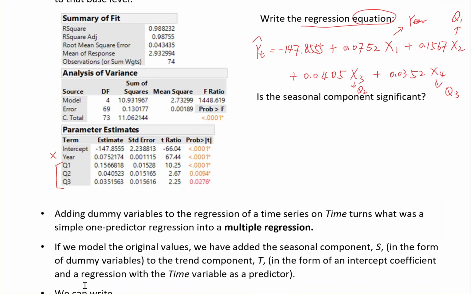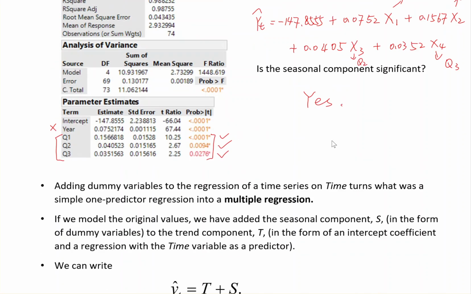All right, and then is the seasonal component significant? The seasonal component will be these 3, right? So is the seasonal component significant? Is Q1 significant? Yes, right? Is Q2 significant? Yes. Is Q3 significant? Yes, right? So that means the seasonal component is significant? Yes. I will not state the reason here, but in your exam, of course, you need to state the reason. You cannot just give me a yes.